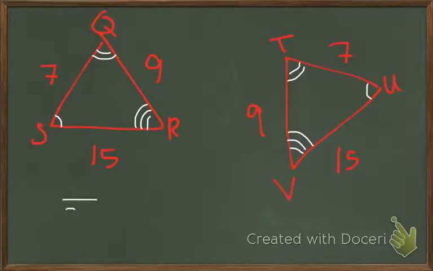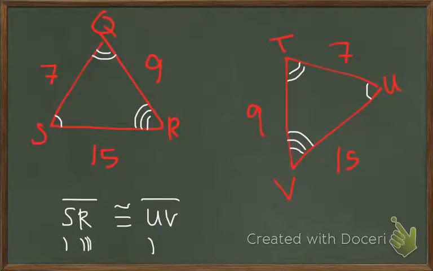Now this is really important. SR is congruent to UV. I can't say it's congruent to VU. I have to make sure that I'm still working with the angle with one curve on it as the first letter. The angle with 3 curves is the second letter. So we're not going to flip the order around anymore. We're going to be very specific. And that makes sense because SR is 15 and UV is 15.